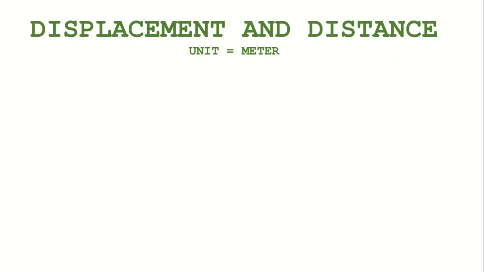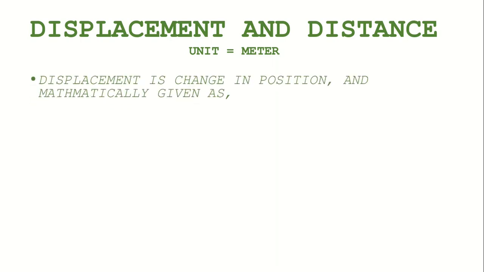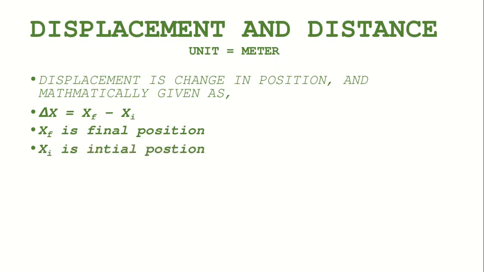We can use this information to understand what displacement and distance are. Displacement will give us more descriptive information about the body than distance. The SI unit of distance and displacement is the meter. The displacement is the change in position from the initial location to the final location. In a mathematical way, it is simply given as delta x equal to x sub f minus x sub i, where x sub f is the final position and x sub i is the initial position. The symbol which looks like a triangle, delta, means change in some quantity, so in this context, the change in position.